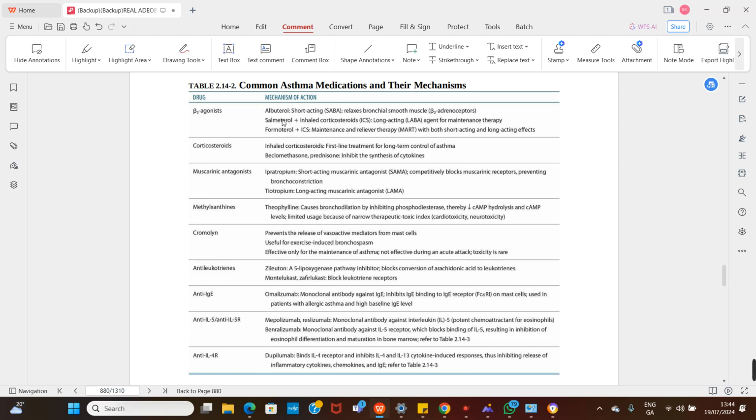Salmeterol is a long-acting, yeah, but Formoterol is a long-acting, and at the same time, the onset of action is very rapid. So most of the time, the long-acting ones have a very long onset of action. It takes time for them to work. But Formoterol works quickly and it lasts for long. So that's why it's preferred as a maintenance therapy and at the same time as a reliever therapy. So don't forget, Formoterol ICS is going to be your drug of choice.